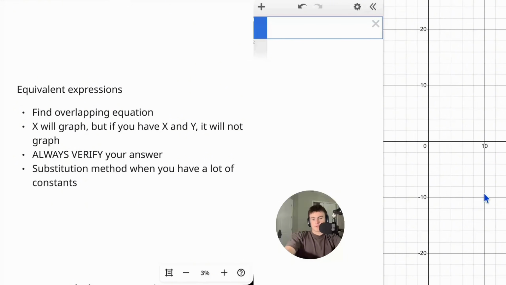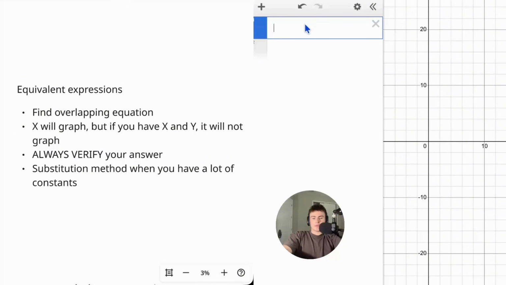Let's break down how to solve equivalent expressions. Now, equivalent expressions questions in general, you can always use Desmos for. Yes, always. Every single time you can use it. It's actually pretty crazy. But it's not always going to be the same way. There are basically 3 distinct ways you can solve equivalent expressions questions.